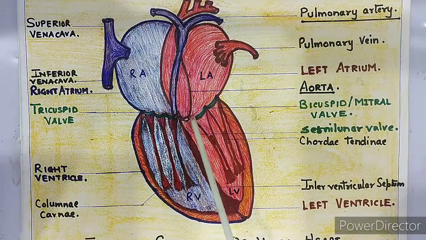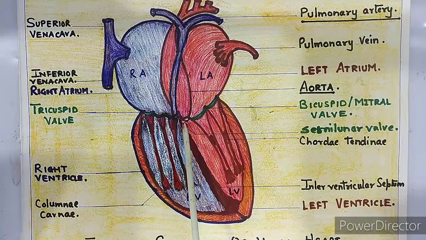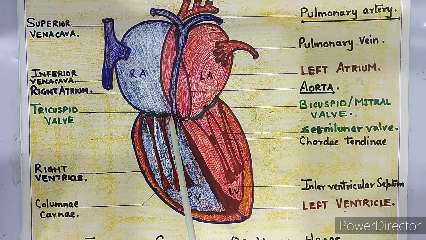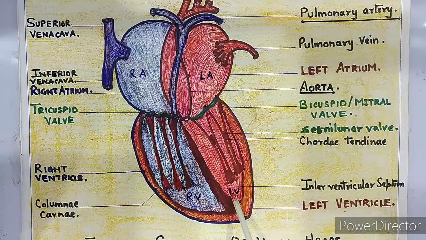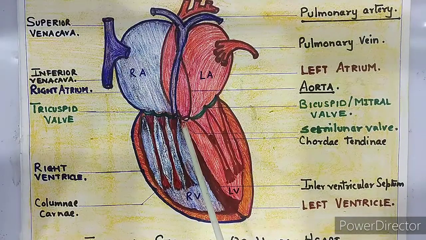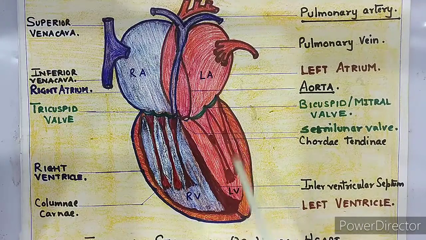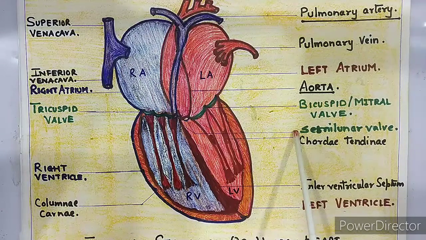Now, along with this, if you see at the onset of the arteries, that is the pulmonary artery and even the aorta, there is a half moon-shaped valve. See this. At the onset of the pulmonary artery, which arises from the right ventricle, and the aorta, which arises from the left ventricle, there is a half moon-shaped valve, which is called semilunar valve.